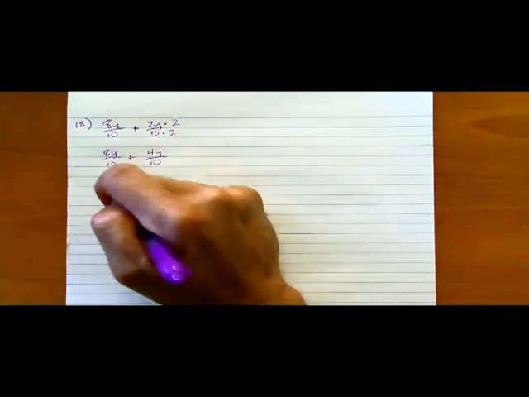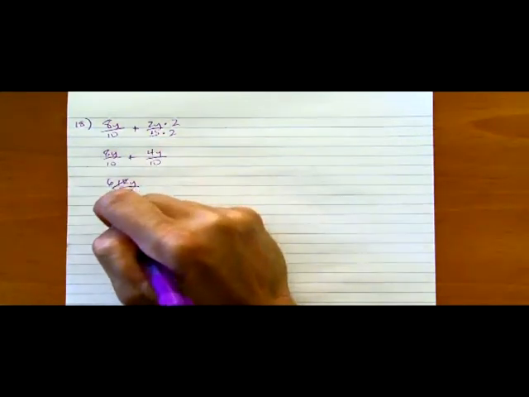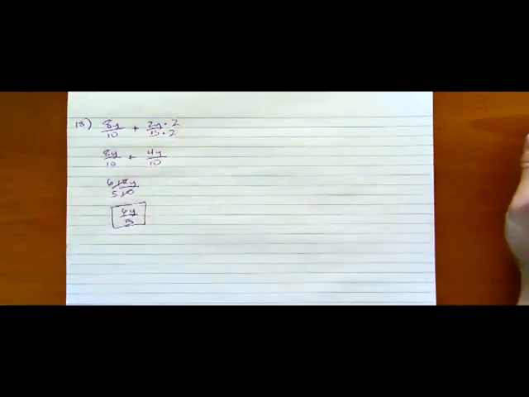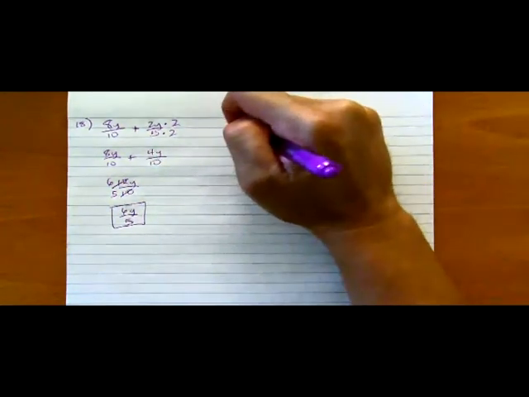We can simplify. The 12 and the 10 have a factor of 2, so if we divide, that gives us 6y over 5.